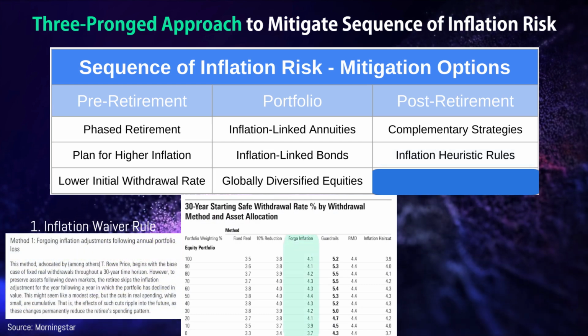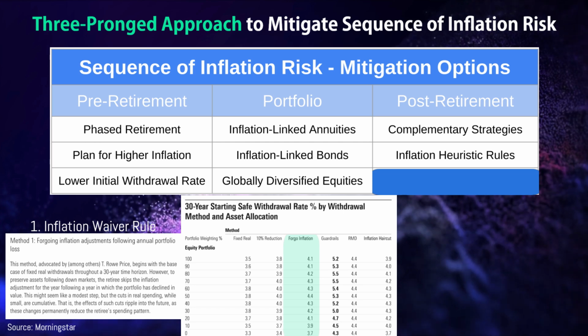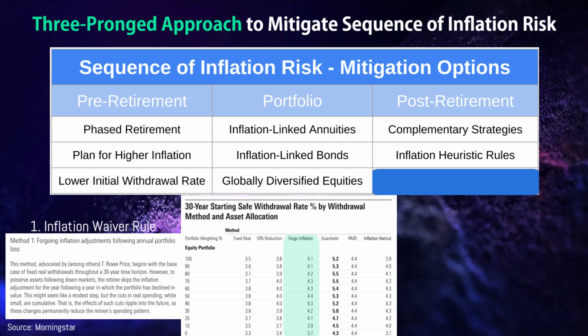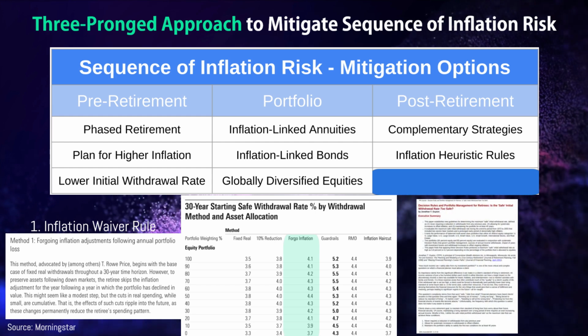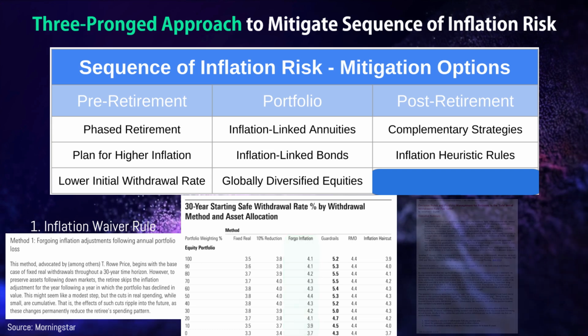The first is the inflation waiver rule, which suggests foregoing inflation adjustments for the following year, if the portfolio's value declines in the current year. Guyton proposed this rule in his original 2004 paper, and it is widely adopted by Morningstar, Vanguard, and T. Rowe Price. However, it can be too rigid, potentially leading to unnecessary lifestyle reductions even with minor portfolio declines.